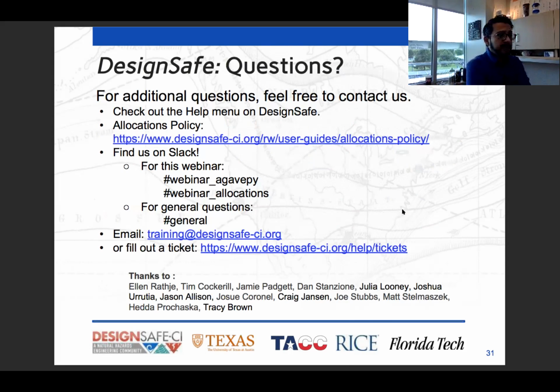If you have any other questions about the allocation policy, there is a detailed format on the allocation policy itself that you can follow to write up your proposal. The policy is available at DesignSafe-CI, User Guides, Allocation Policy, which is underneath Help. If you go to Help, User Guides.